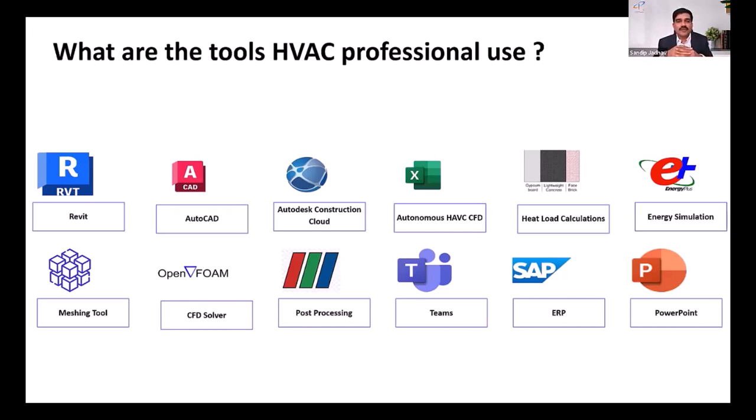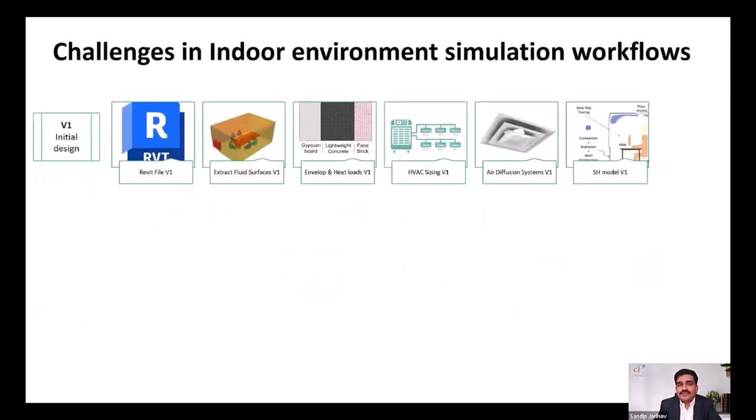is always a challenge. So what we realized, rather than clubbing all this together, what we need to do is somehow connect them seamlessly. So when we started to talk to our customers, what we realized is that, let's say they're working on a certain indoor environment project where they want to start with a building design that is coming from Revit. Then you have to do a fluid volume extraction. Then you do an envelope calculation, heat load calculation, apply those as a boundary condition. You do HVAC sizing. You do ADS system design, put them up, and then create basically a simulation model.